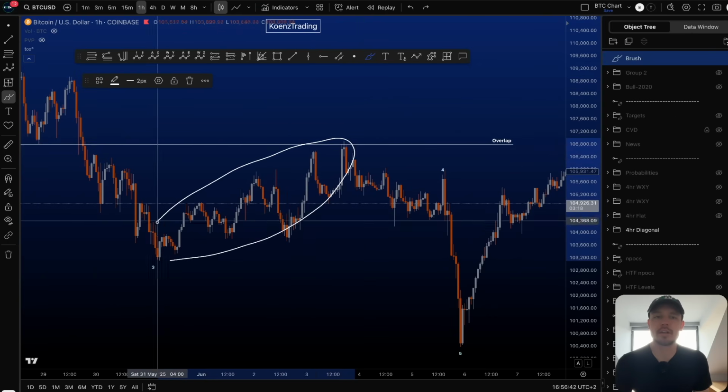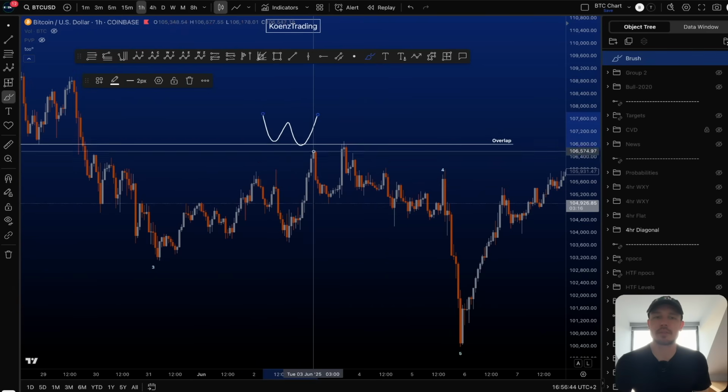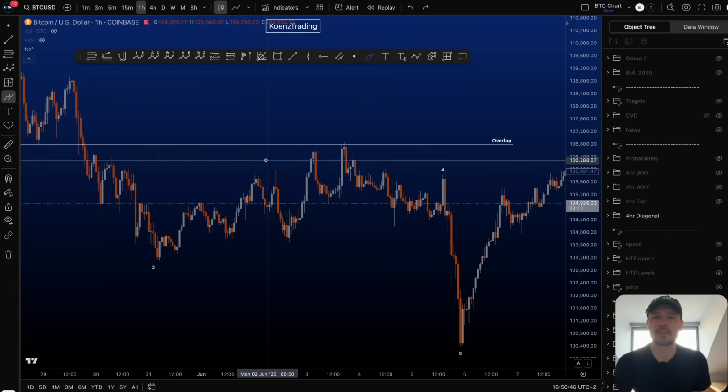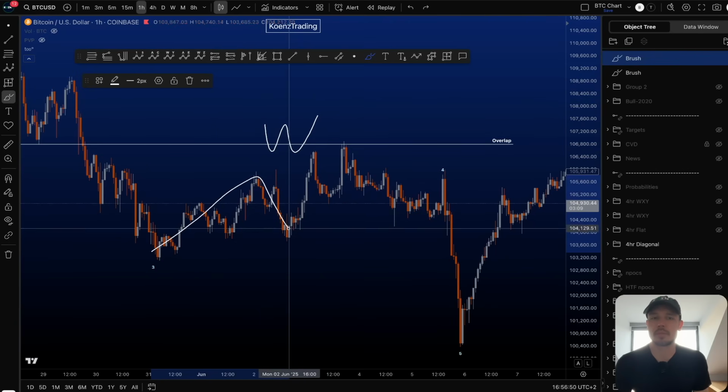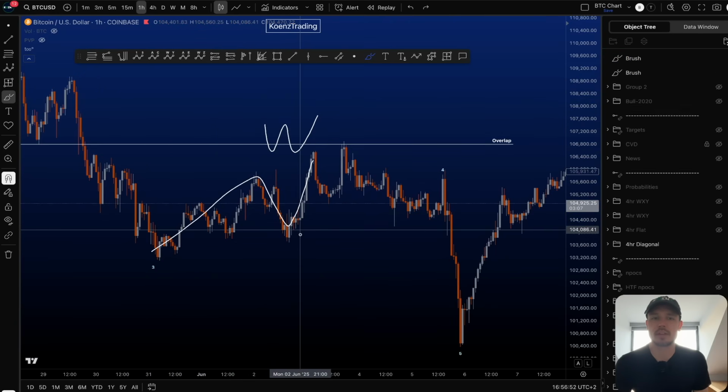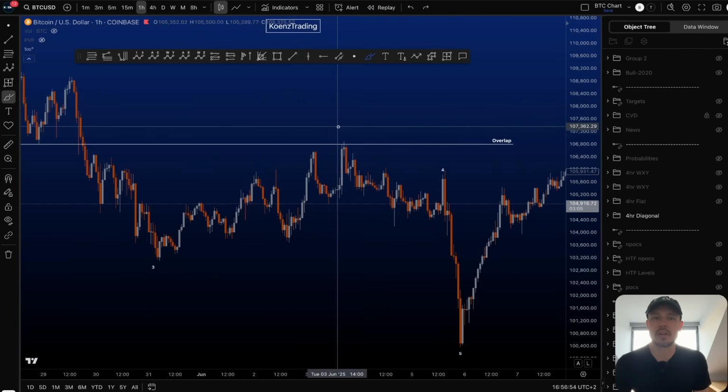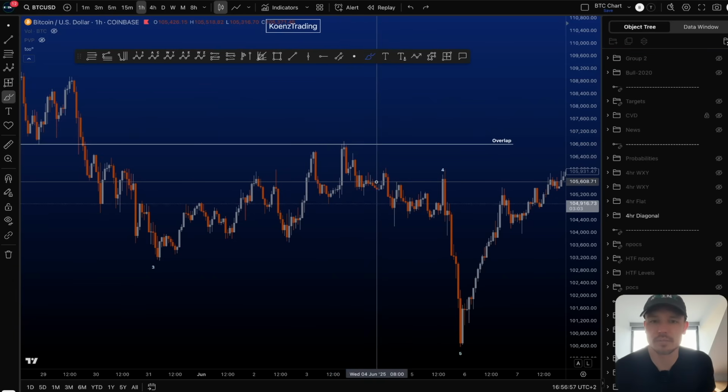So somewhere here, we then need a zigzag to the upside. And we don't need to count this in a lot of detail, right? Somewhere over here, we have the end of a W as a zigzag. Maybe ABC, with A being a diagonal over here, and then C to the upside, right? Maybe W ends there. It doesn't really matter, because the problem is not W, the problem is wave Y.